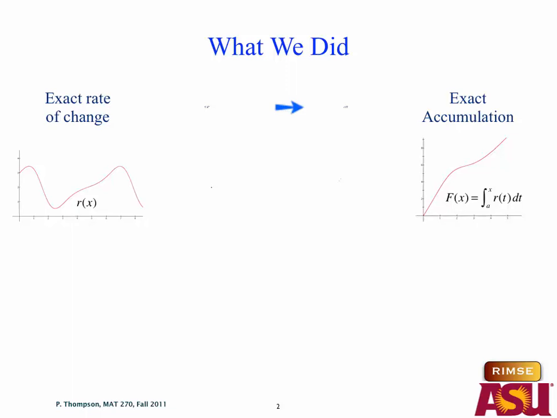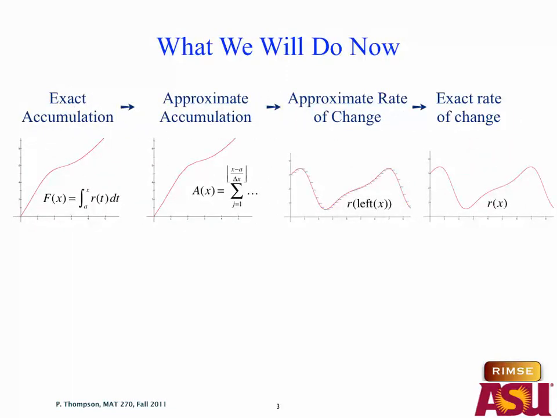Okay? So now we're going to change it around. Now we have an exact accumulation. We're going to build an approximate accumulation function. And from that approximate accumulation function, we're going to gather our approximate rates of change. And then we're going to determine an exact rate of change function from that. Okay, make sense? So we're going to turn the whole process around.